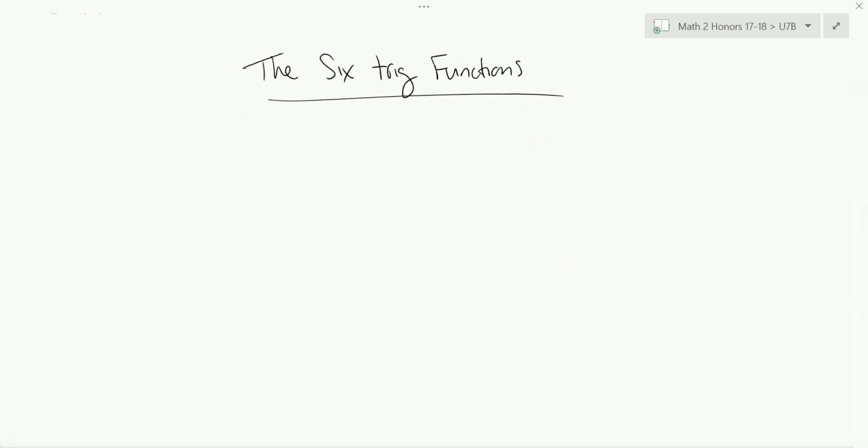So the topic today, the title of the notes, is the 6 trig functions. We've already studied 3, and I'm going to briefly summarize what we've said about those 3.